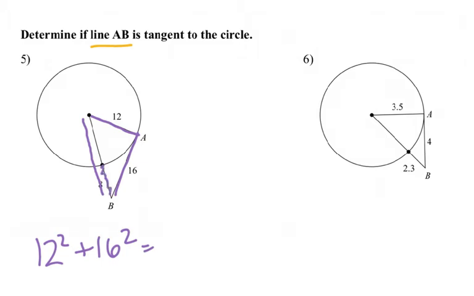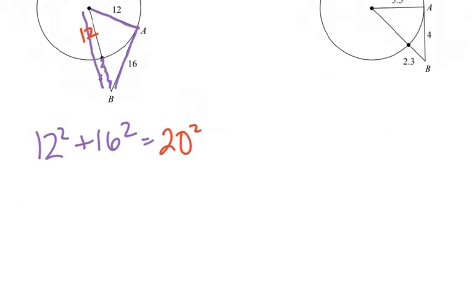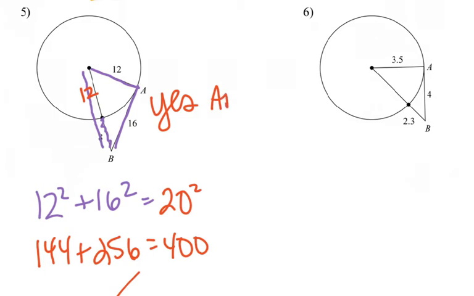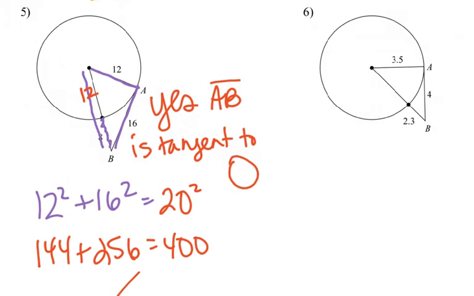I know this part is 8, so how can I find the other piece? If you notice, that's the radius. So 12 plus 8 is 20. And so you just need to make sure that that's true, is 144 plus 256 equal to 400. And you find out that it is. So yes, the answer to this question is yes. AB is tangent to circle. Oops, it doesn't have a name, so we'll just say to the circle.